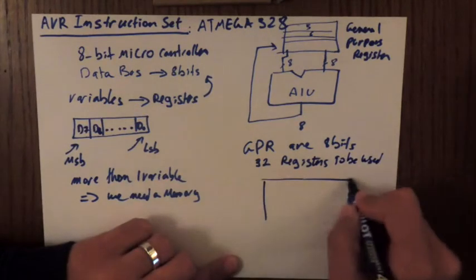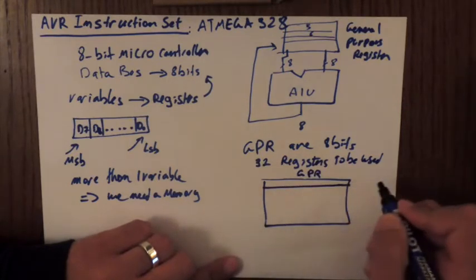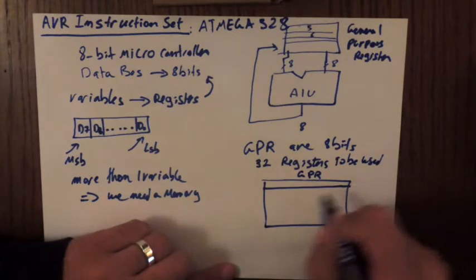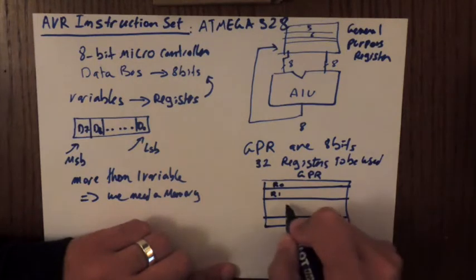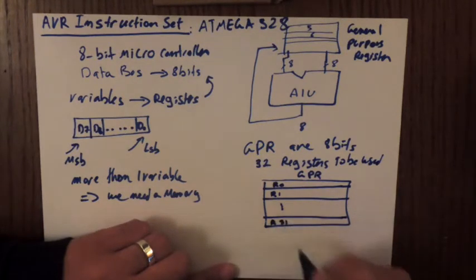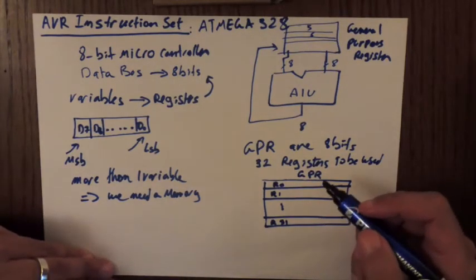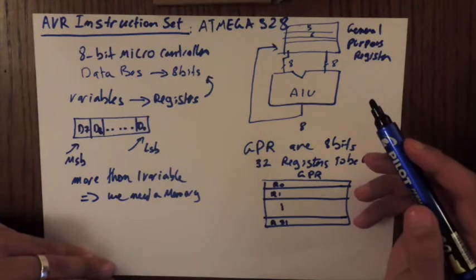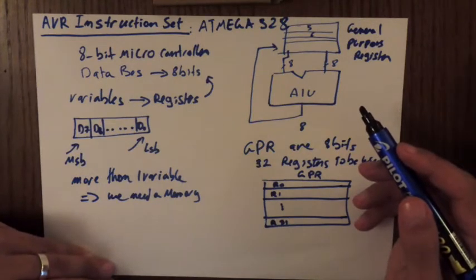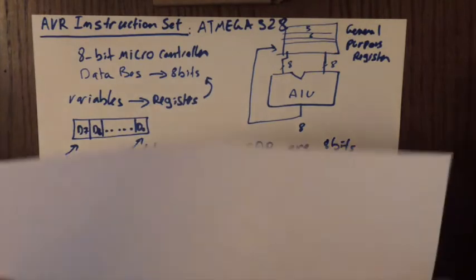So the GPR part of the memory starts from R0, R1, and goes all the way to R31. Of course, since we start from 0, the total is 32. So these registers are our variables, and these variables will be used to do simple computations such as addition, subtraction, and any logical operations. So let's start with the first instruction that we will use, which is the LDI instruction.